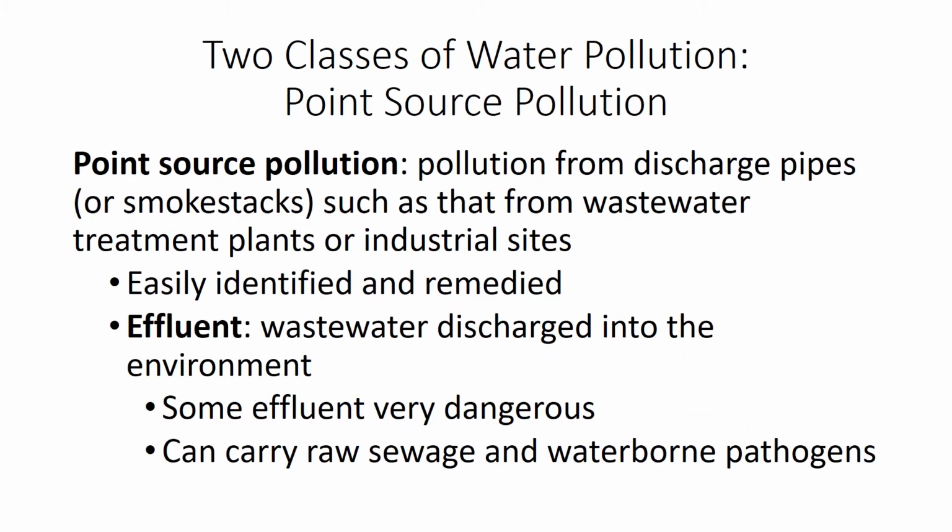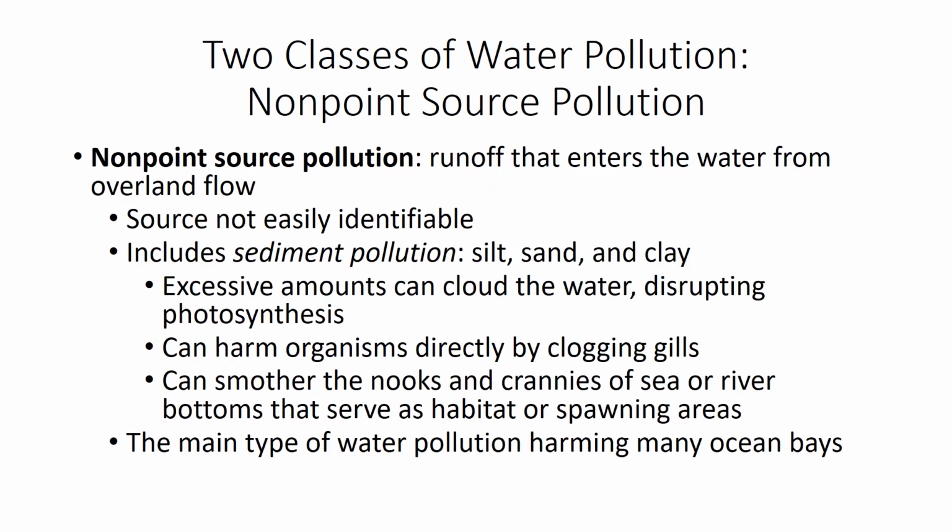So again, we have these point source and non-point sources when we talk about water pollution. Point source pollution is basically from discharge pipes that you can actually see, and some of the effluent can be very dangerous. Some of it can carry raw sewage, and some of it can carry pathogens. And then non-point source pollution is runoff that comes from overland flow, meaning runoff that occurs when you have rain fall on an agricultural field that's loaded with nitrogen fertilizer, for example.